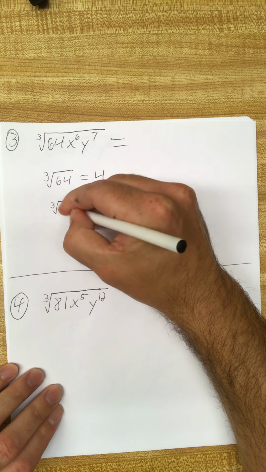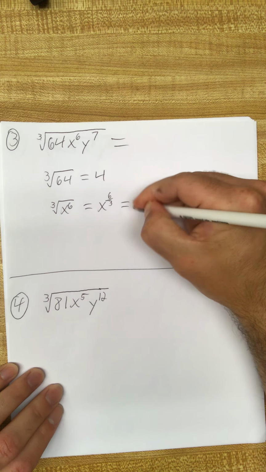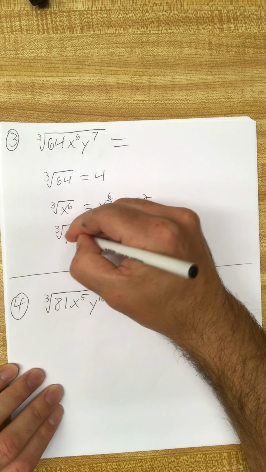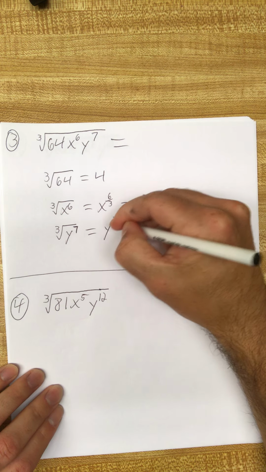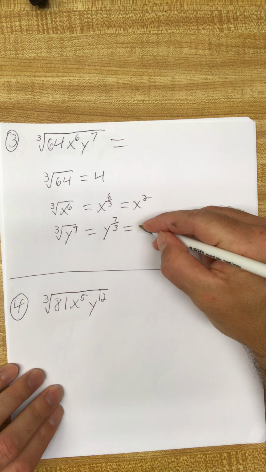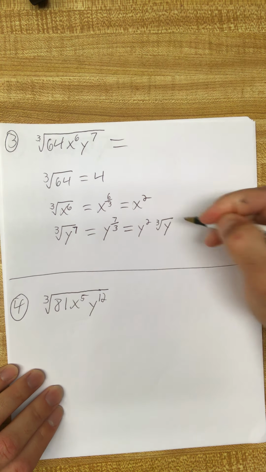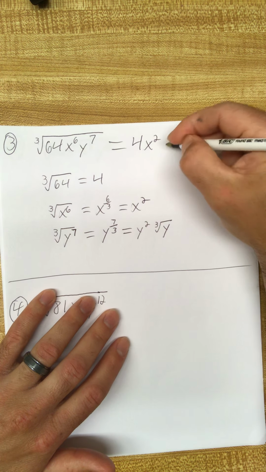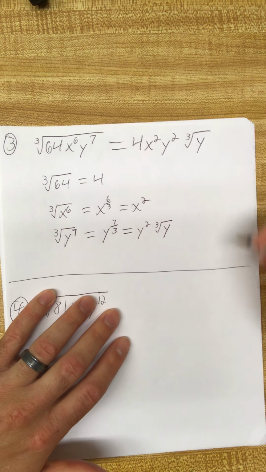Then we have the cube root of x to the 6th. So it's going to be x to the 6th divided by 3 is x squared. And then the cube root of y to the 7th is going to be y to the 7 divided by 3. So 3 goes into 7 2 whole times, so it's going to give me y squared. And I got 1 left over, so I got a cube root of y left. So we're going to go 4x squared, y squared, and then just a cube root of y on the end.